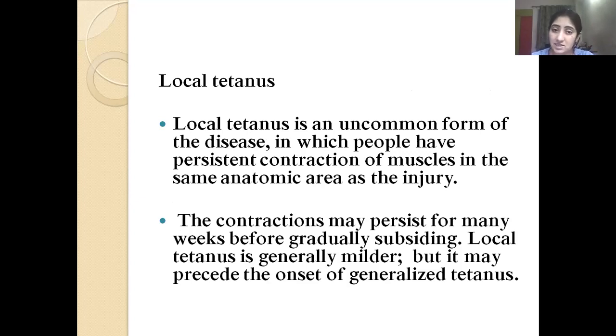Local tetanus is an uncommon form of the disease in which people have persistent contraction of muscles in the same anatomic area as the injury. The contractions may persist for many weeks before gradually subsiding. Local tetanus is generally milder, but it may precede the onset of generalized tetanus, so it should be taken care of precautionarily.